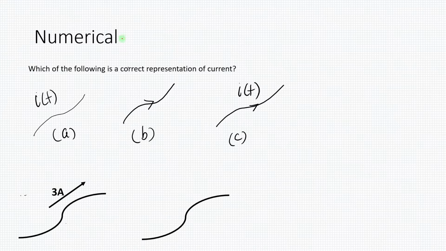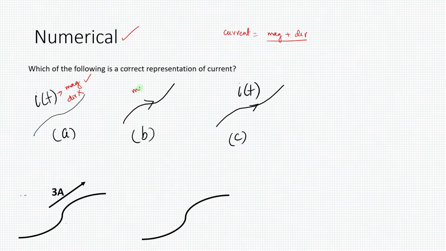Now let us take a simple numerical so that you can revise all these concepts. Which of the following is a correct representation of current? You know that for the correct representation of current, you need a magnitude and direction. These two quantities are important. In the first option, there is a magnitude, but there is no direction. Therefore, this is not a correct representation of current.